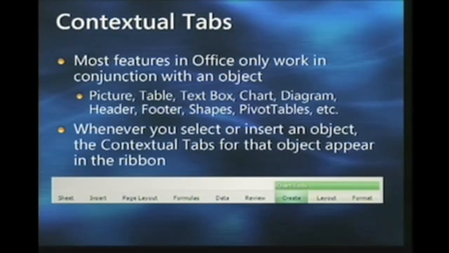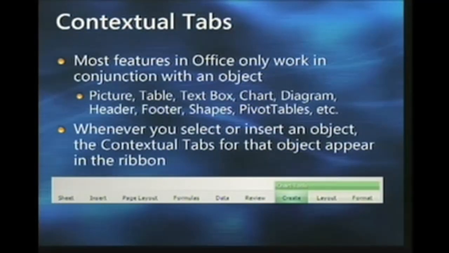And so we invented something that we call contextual tabs. And you saw this a couple times in the demo that I showed. The idea basically is, whenever you select or insert an object, whenever an object is in scope, the tabs that relate to that object show up. Here you can see this says chart tools, and it has the tools that let you edit a chart. When that object goes out of range, the tools put themselves away.